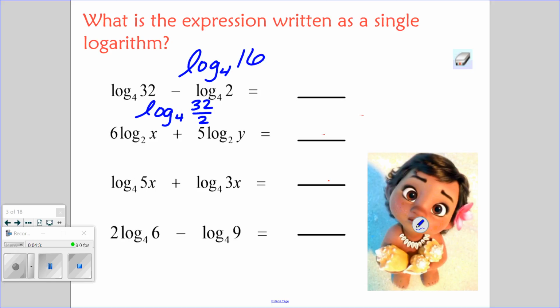Can you simplify that at all? 4 to what power equals 16? 2. Holy smokes, does that thing go all the way back down to 2? It does. It's just 2.